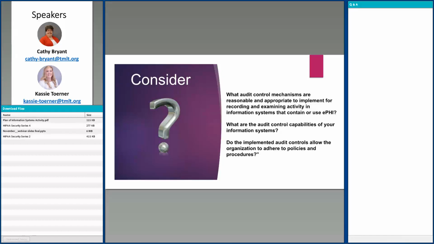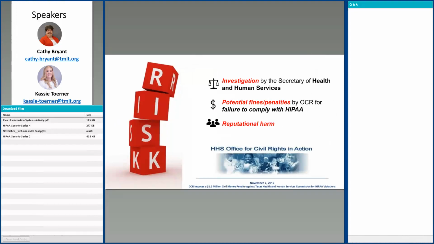And do you implement audit controls that support your policies and procedures? As Kathy mentioned as well, those need to be specific to what you're doing, not just templated or something that your EHR provider has given to you. Again, you're going to take into consideration the various specifics of your organization and make those things match up with what you have in your organization.